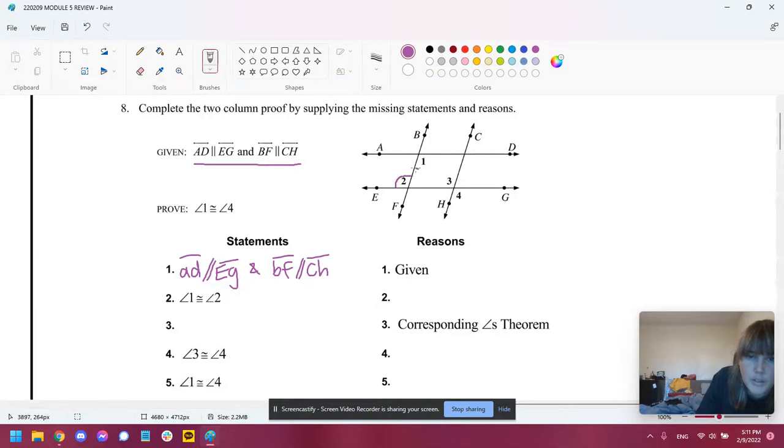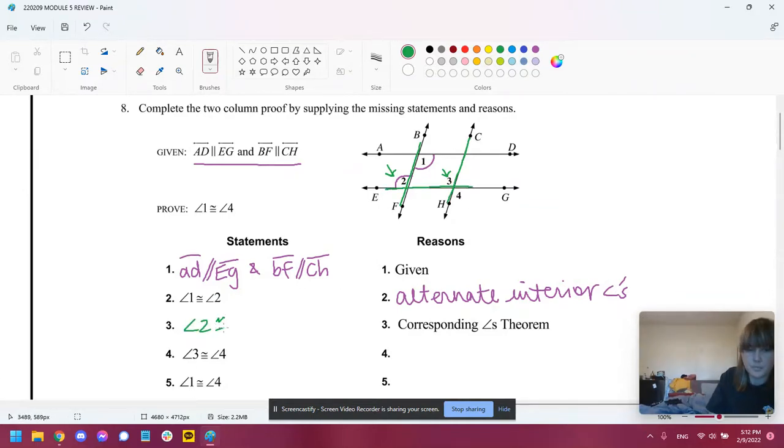Why is angle 1 equal to angle 2? These are alternate interior angles. Then to be honest, we can figure out which ones are corresponding. 1 and 2 are not corresponding. 1 and 3 are not corresponding. 1 and 4 are not corresponding. But 2 and 3 are, if you look at these two being the parallel lines, and this being what you call a transversal. So 2 and 3 are corresponding angles, which means they're equal.